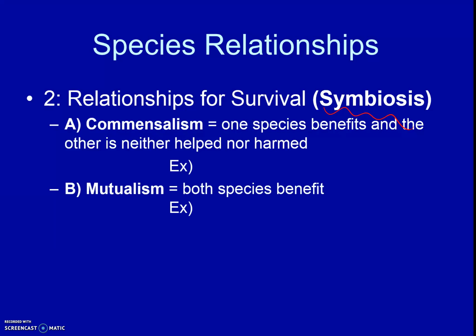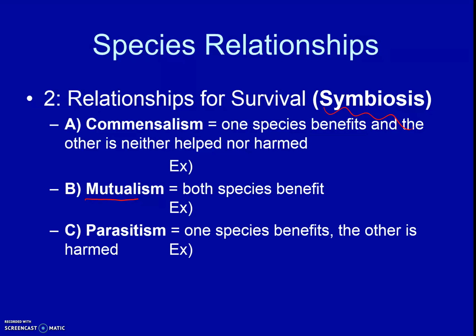Next, we have mutualism, and if you look at the base word here, mutual, to be mutual means that you both work. So in a mutualistic relationship, both species benefit from that symbiosis. And the last one is parasitism. And again, if you look at that word, parasite, this is where one benefits at the expense of the other. So the other is harmed in the process.